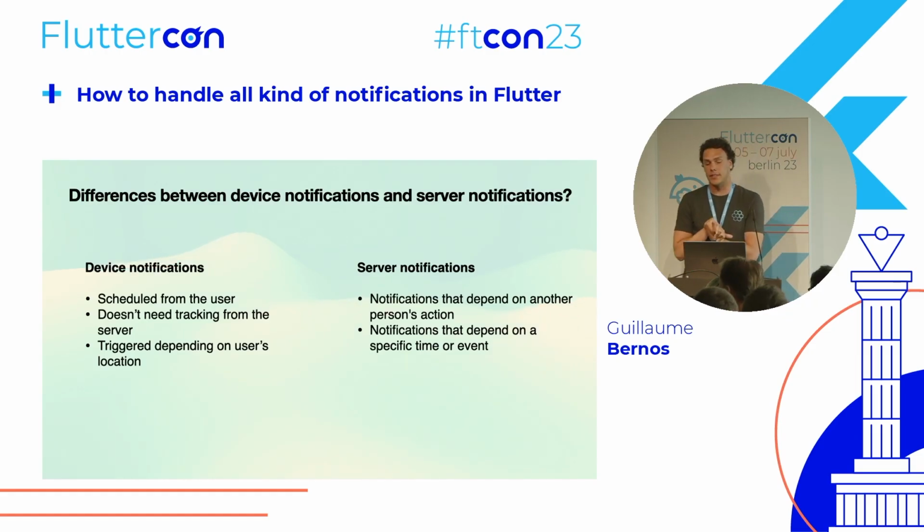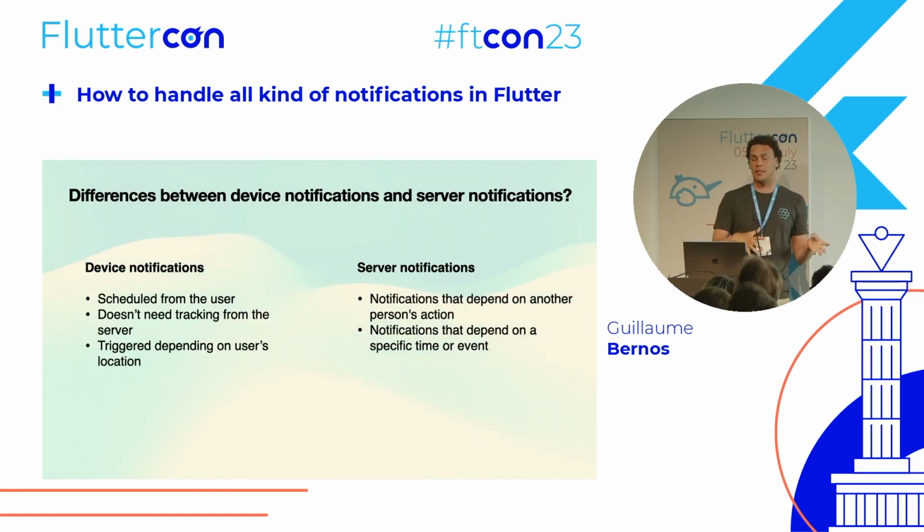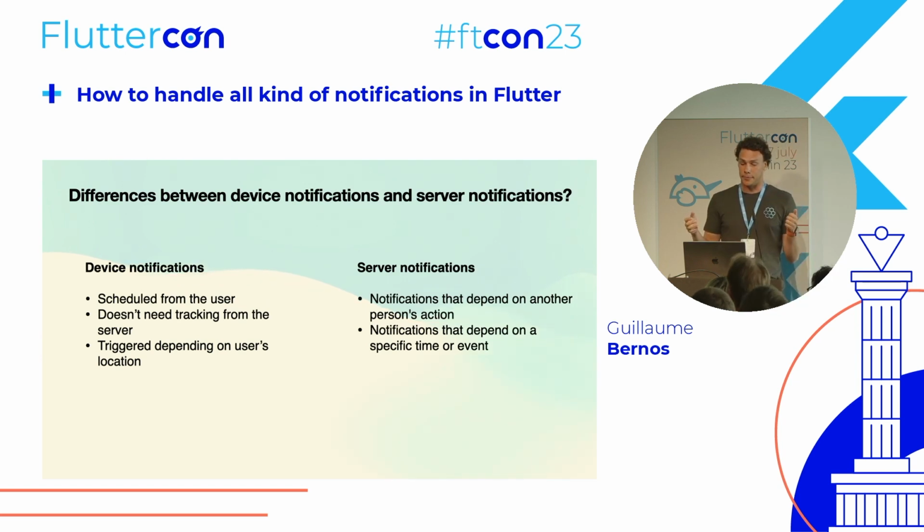So first, let's see the difference between device notifications and server notifications. Device notifications are the notifications that are directly scheduled on your device. It can be something that is scheduled by the user, like an alarm clock that will wake you up in the morning. These are often notifications that don't need tracking from the server, which means that you don't absolutely need to know if the notification has been delivered. Because maybe your app will try to send a notification, but the user will have disabled that. But it's not important because it came from the device of the user.